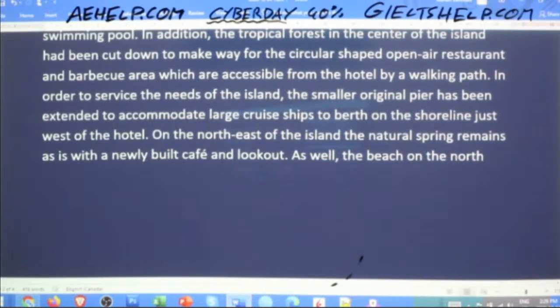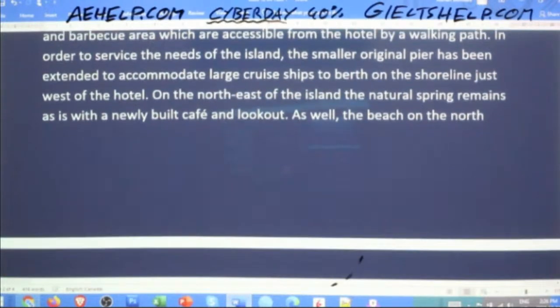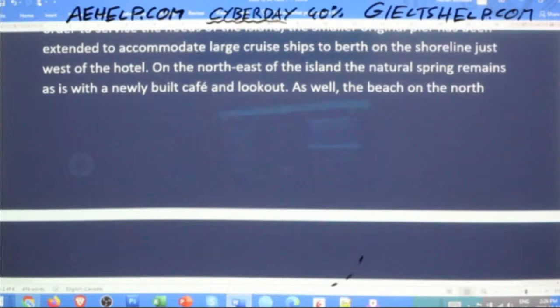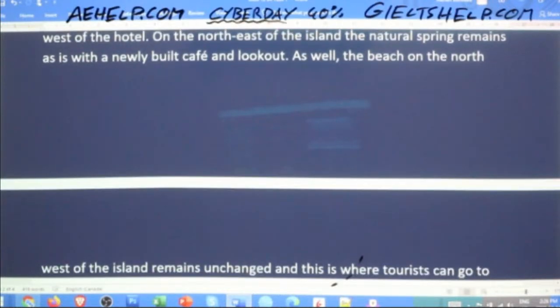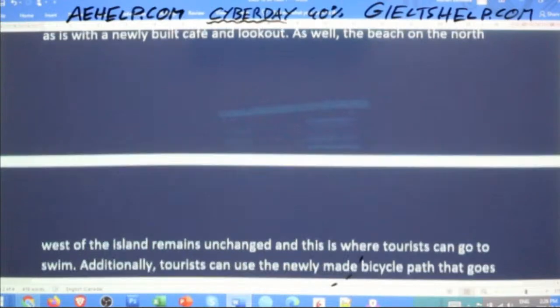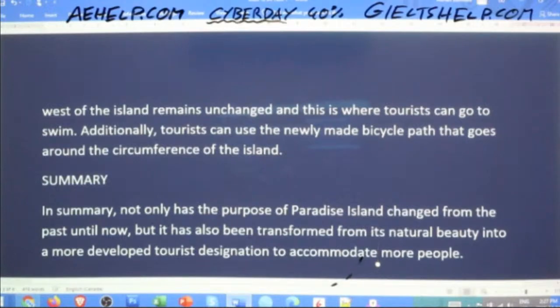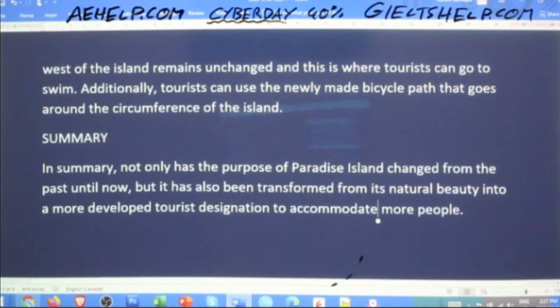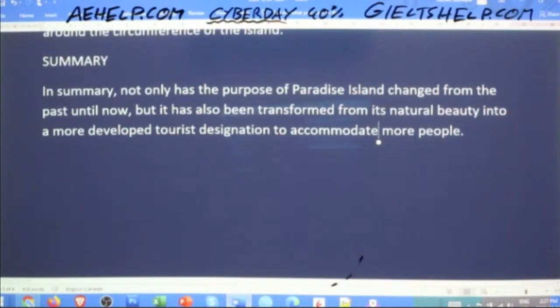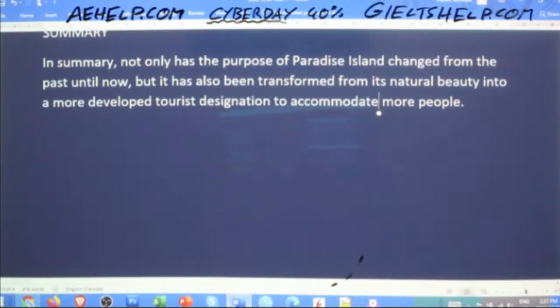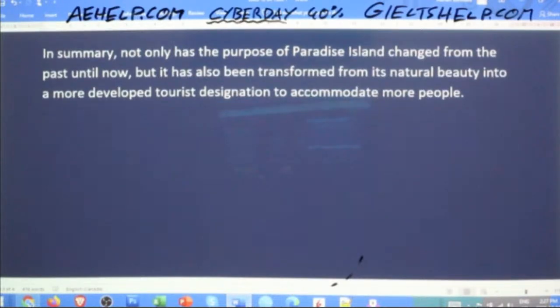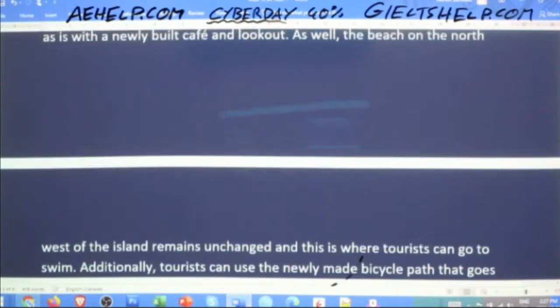In order to service the needs of the island, the smaller original pier has been extended to accommodate large cruise ships to berth on the shoreline just west of the hotel. On the northeast of the island, the natural spring remains as is with a newly built cafe and lookout. As well, the beach on the northwest of the island remains unchanged, and this is where tourists can go to swim. Additionally, tourists can use the newly made bicycle path that goes around the circumference of the island. In summary, not only has the purpose of Paradise Island changed from the past until now, but it has also been transformed from its natural beauty into a more developed tourist destination to accommodate more people. Yep, you'll get a band 9 for that, for sure.